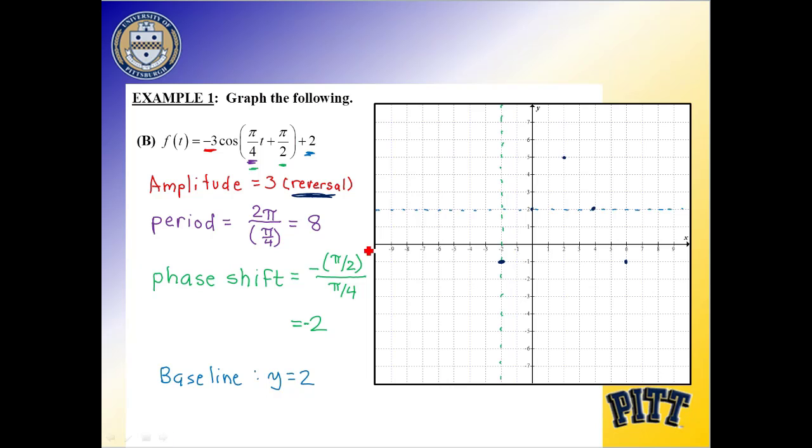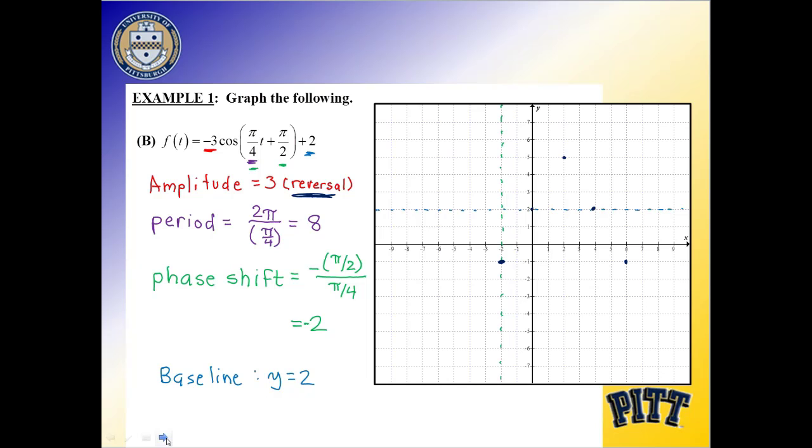I also know halfway between the beginning and end, I should be at the highest value here, on the opposite side of the baseline. And halfway between the highest point and lowest point is where I should be touching the baseline. That's just from knowing the general ideas of what a cosine graph typically does.